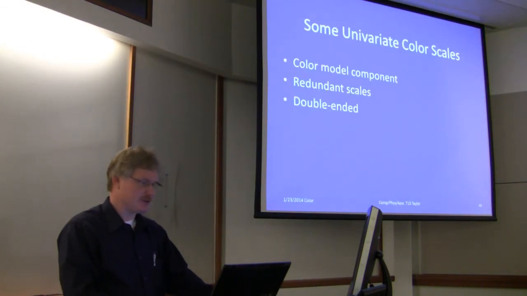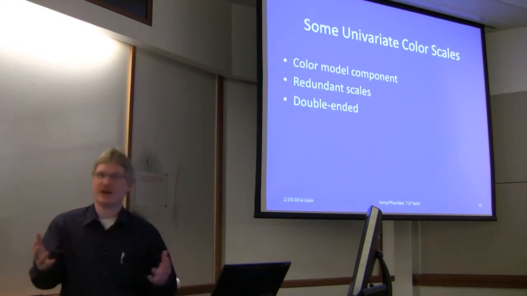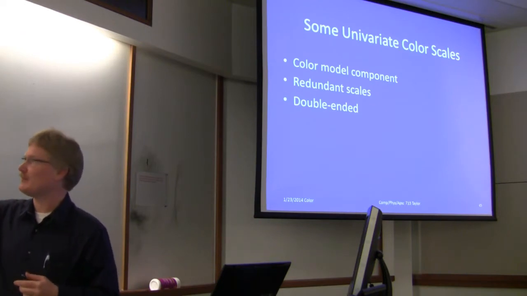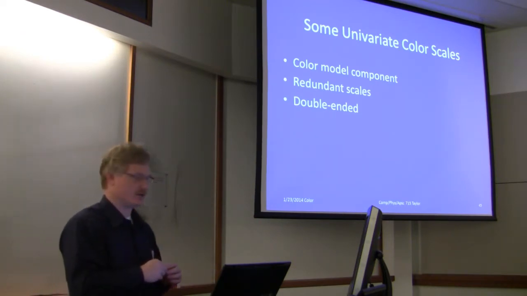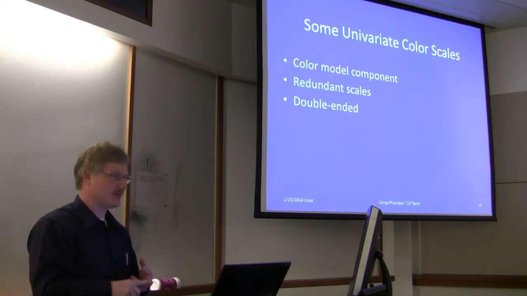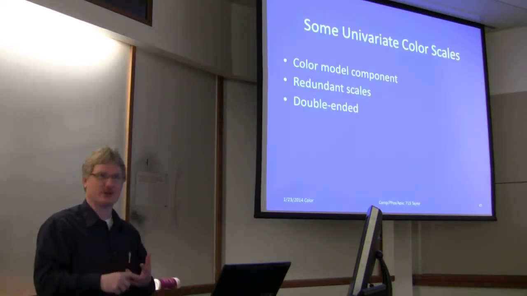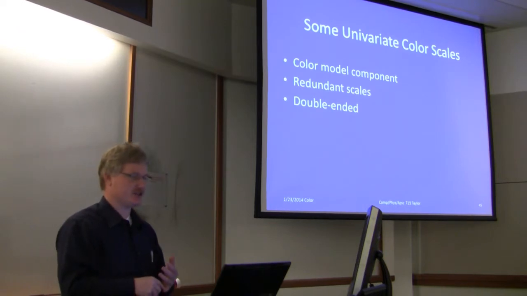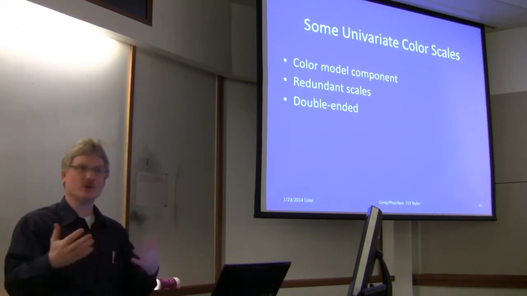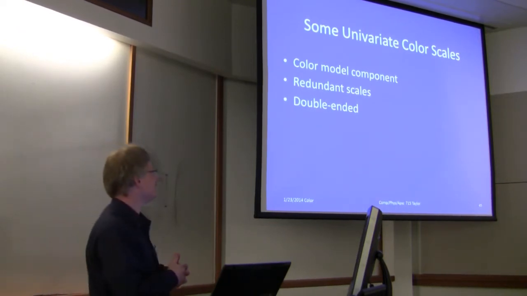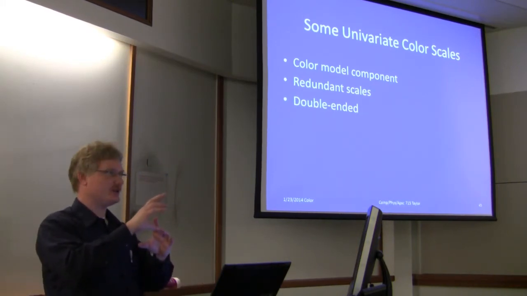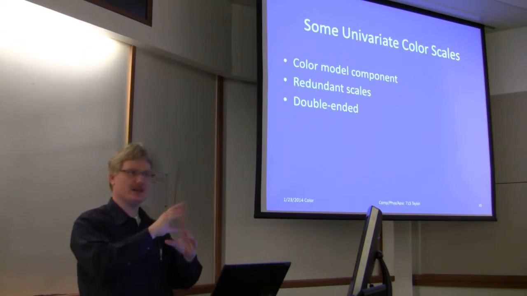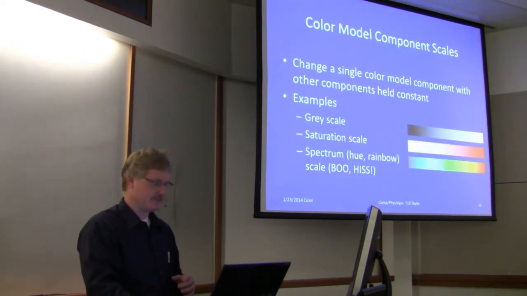So, some univariate color scales, right? Here are some ways you might go about making a color map, and we're going to see how each of these fits these principles and how well they work for what we're trying to do. So there are color model components: grayscale, hue, saturation. Redundant scales, where you map multiple of those channels to the same thing. And then the question about whether you want a double-ended scale: do you have a ratio data set where there's an important above sea level, below sea level component.